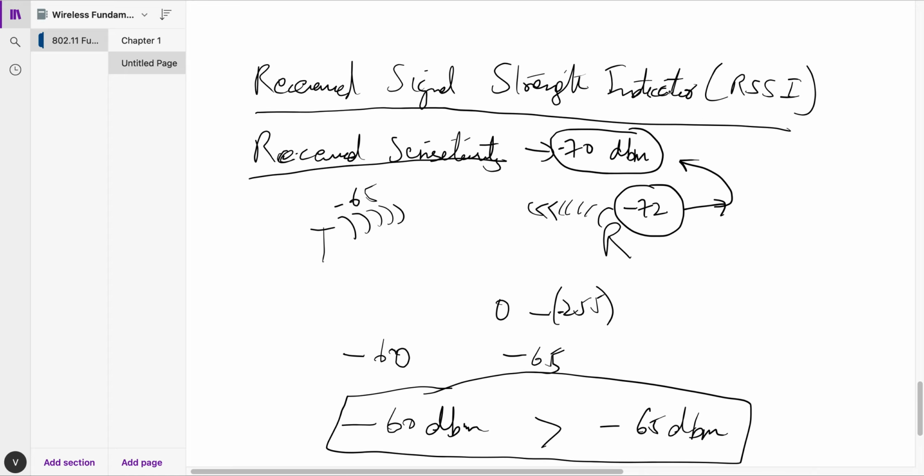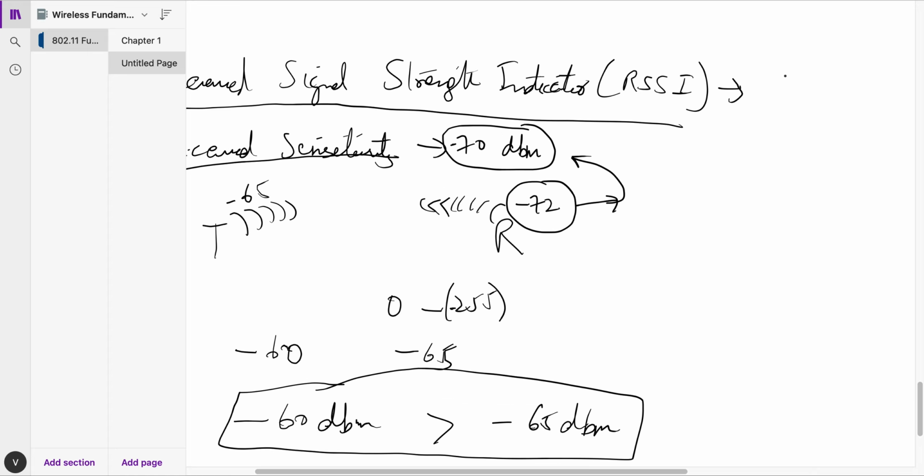Now, received signal strength indicator is the strength of the signal in simple language, which is denoted from 0 to minus 255.